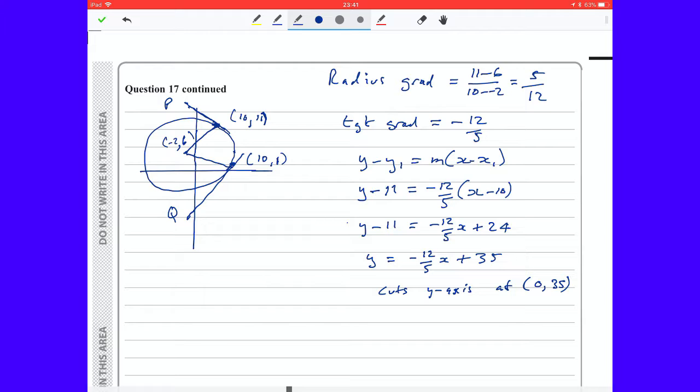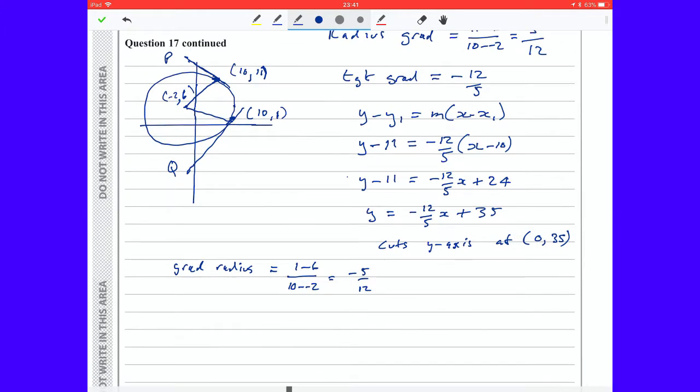Same again for the other tangent, so I want the gradient of the radius from -2, 6 to 10, 1. Difference in the y-coordinates, 1 minus 6, divided by the difference in the x-coordinates, 10 minus -2, and that's -5/12. So that means that the tangent gradient will be plus 12 over 5.